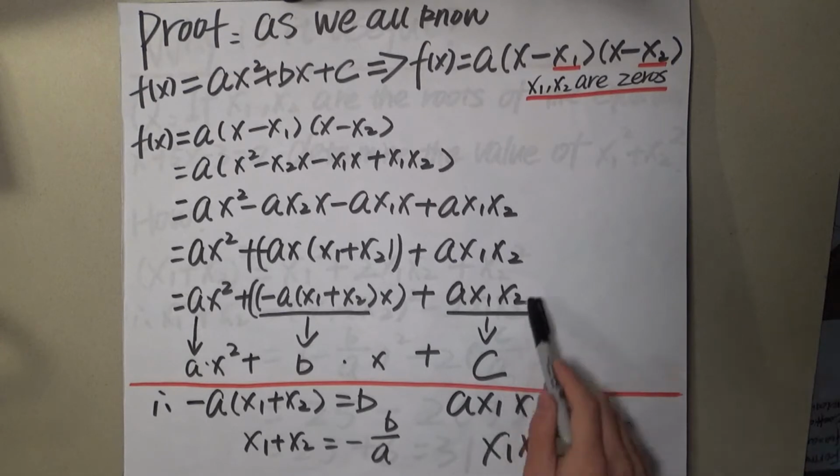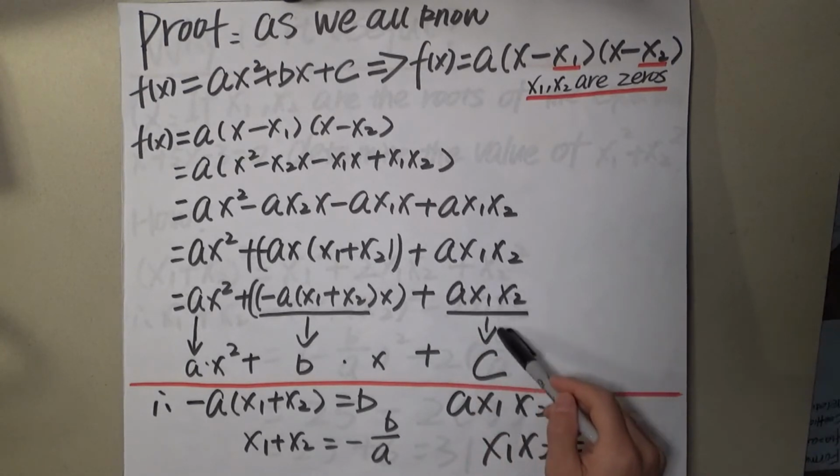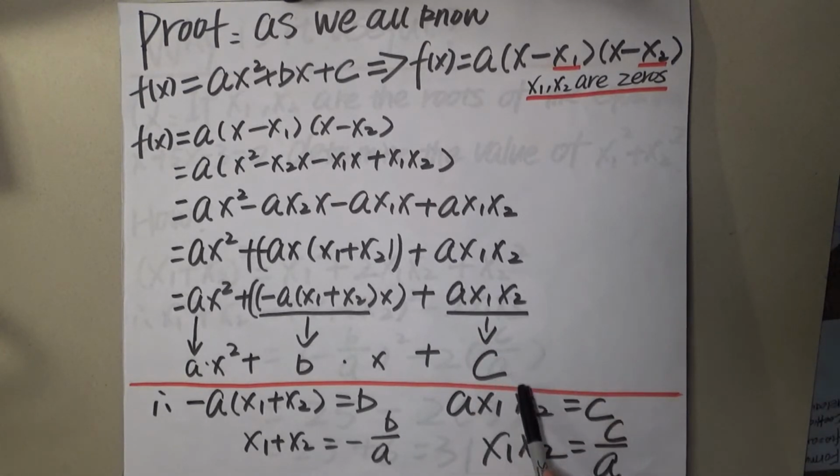And here we take this part into the equation. We find a times x1 times x2 is equal to c. So we divide a on each side. We find x1 times x2 is equal to c over a. So that's how we got Vieta's formulas for the quadratic function.